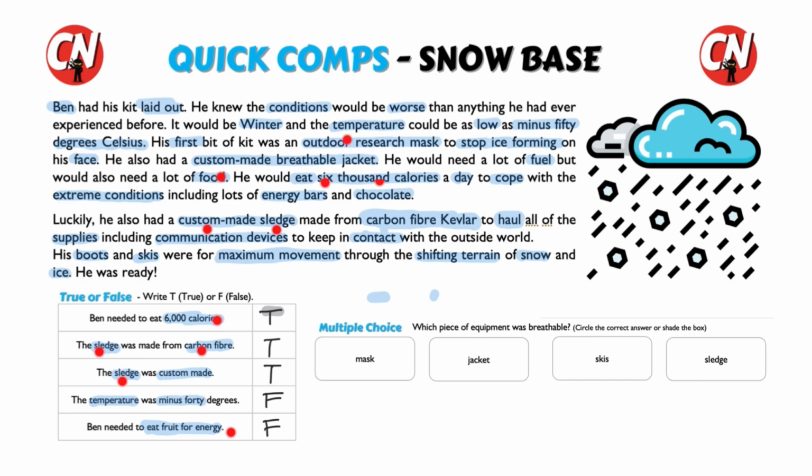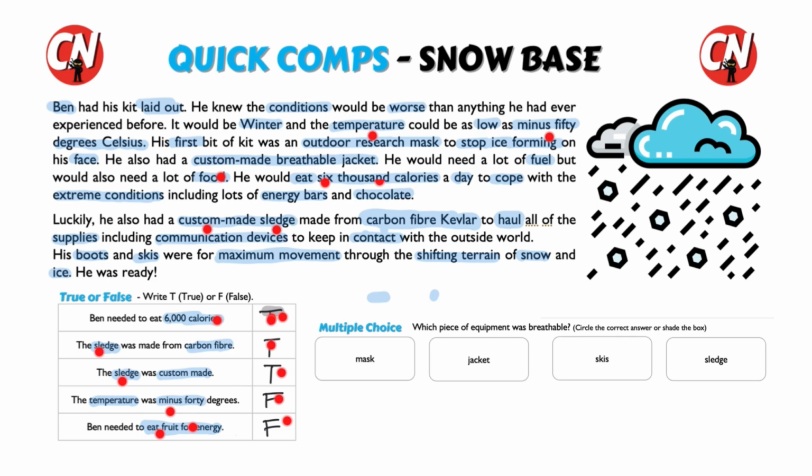You remember, where did it say temperature? There it is. Was it -40? No, it wasn't. Ben needed fruit. No, he didn't. It was chocolate bars because I like chocolate bars. So very quickly, you could answer this in 10 seconds, 10 seconds, 5 seconds, 5 seconds, 5 seconds. So you've answered 4 or 5 questions in the space of 20, 30, 40 seconds.